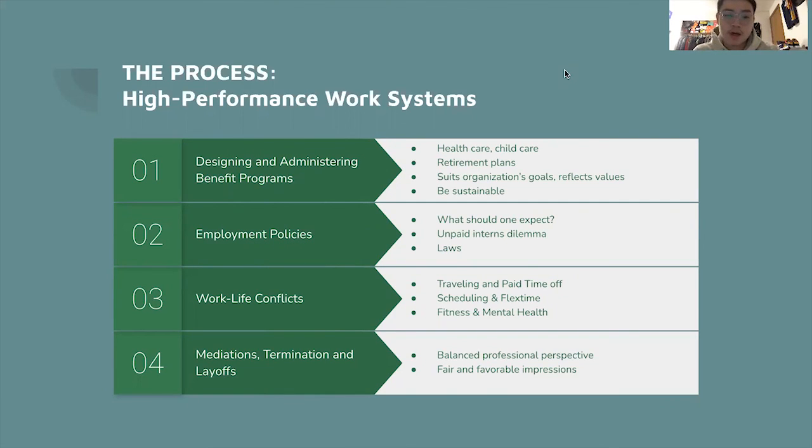The second one we look at are employment policies. What should one expect when they come to work for us? What rules are laid out for them? And what can or can't they do when they come to work for us?